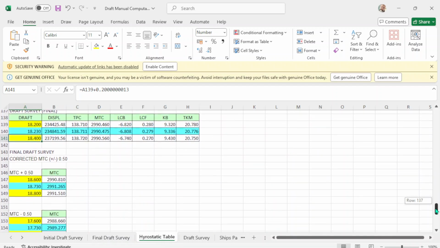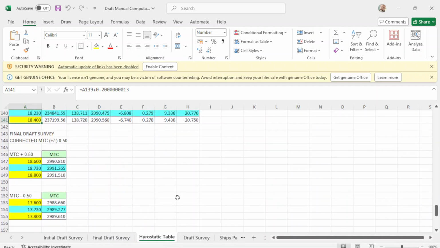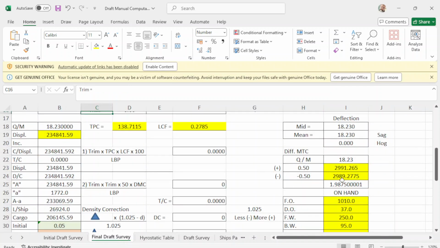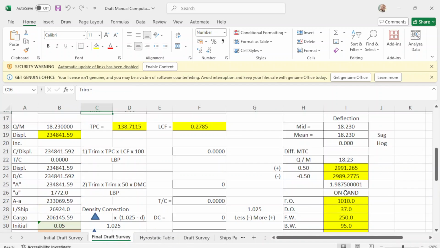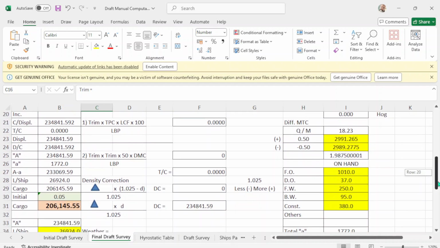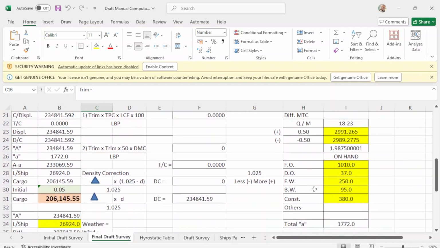You scroll down and it says plus 50. The MTC should be 991.265. Okay, that's your 991.265, and minus 50 is 2989.277. Okay, then you update the ROB.